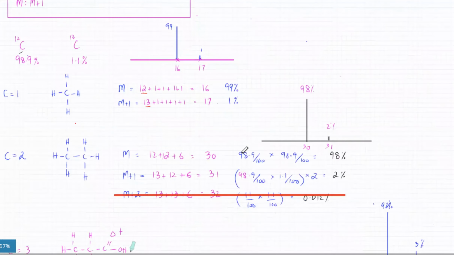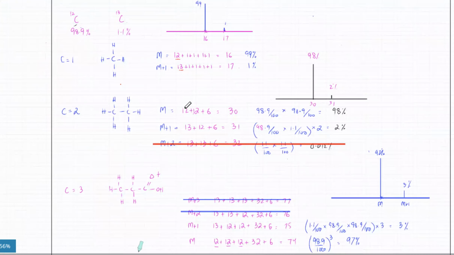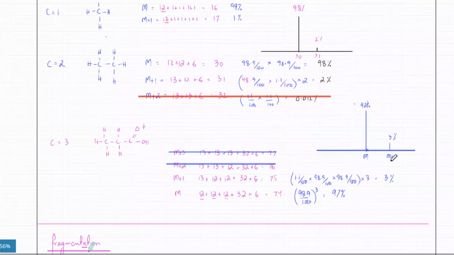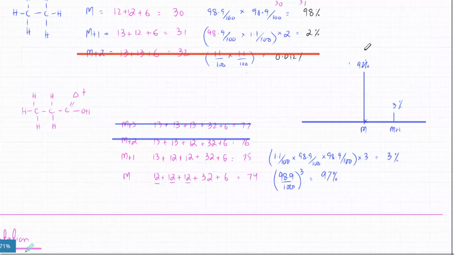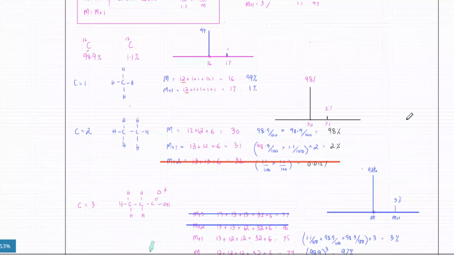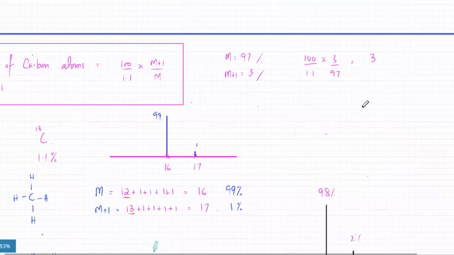But if you have two carbon atoms, then the probability of getting the M peak decreases. Why? Because for carbon 12 and carbon 12, the probability decreases to 98%, while the probability of getting one carbon 13 slightly increases to 2%. And as you get more carbon atoms, the ratio becomes 97:3. And I told you about the formula. We talked about how you figure out the number of carbon atoms. You just input the M+1 and M peak, and we did some past paper questions as well.